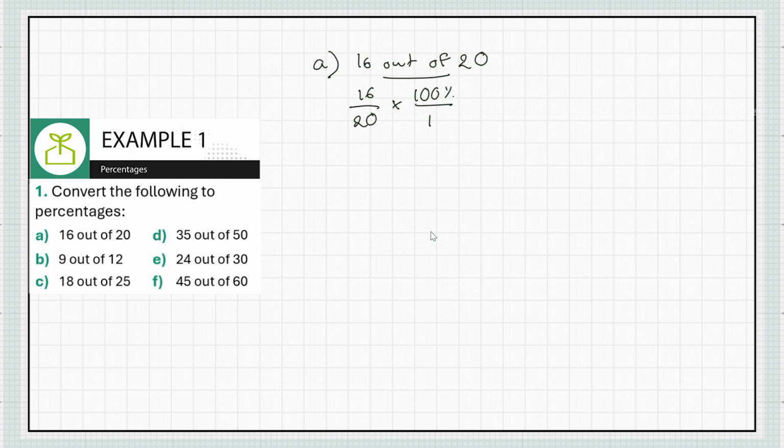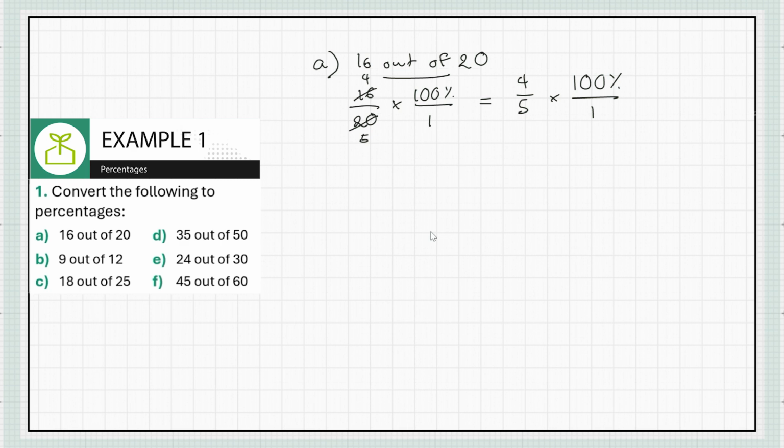So let's start off by seeing if we can cancel anything vertically between the 16 and the 20. Right, so they both have a similar factor. They both can be divided by 4. So if I divide the 16 by 4, I'll get 4. And if I divide the 20 by 4, I will get 5. That changes this entire expression to be 4 out of 5 multiplied by 100% over 1.